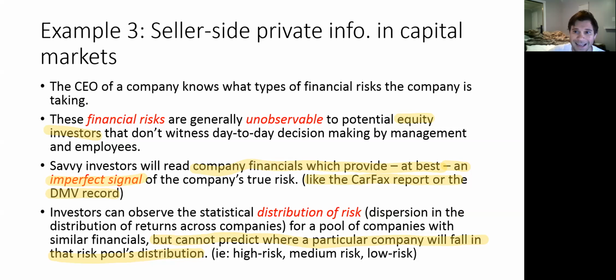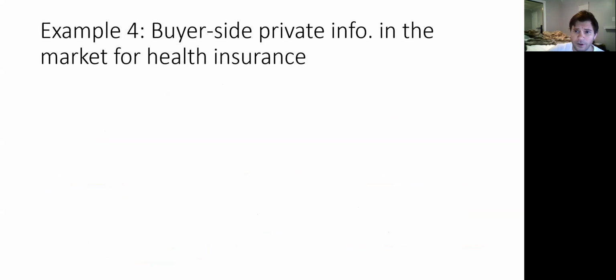Okay, so this was a capital markets example. We saw a product market, the market for goods, cars. We saw an insurance market example. Here's a financial market example. I'm going to jump back to the insurance market. We're going to talk specifically about the market for health insurance, for healthcare. And in this market, I'm going to argue it is also a case of some buyer side asymmetric information.